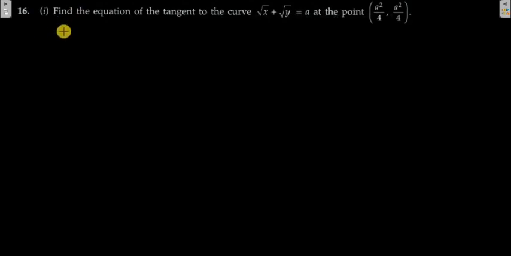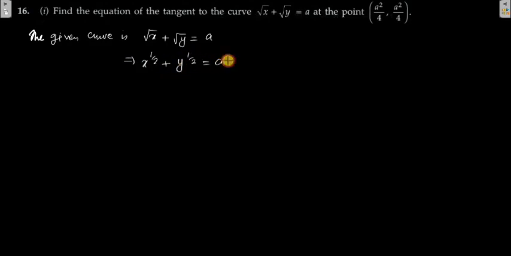So the first question for the day says: find the equation of the tangent to the curve. This is the given curve out here. The given curve is root over x plus root over y equals a. Can I write this as x to the power half plus y to the power half equals a? Yes, obviously, because square root means to the power half. Let me call this equation number 1.